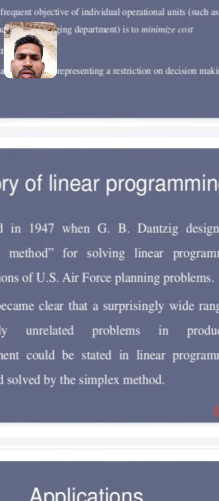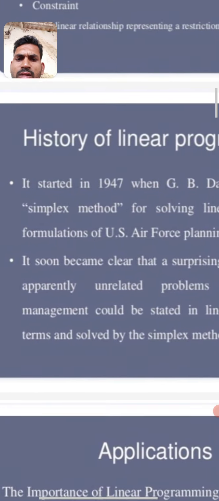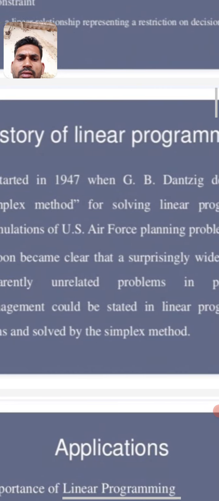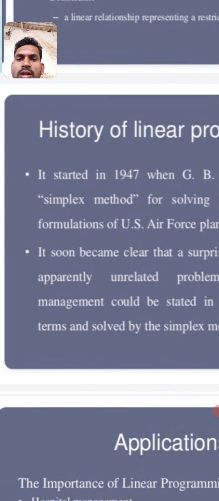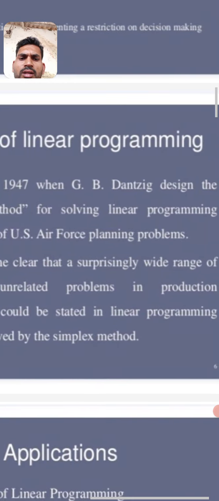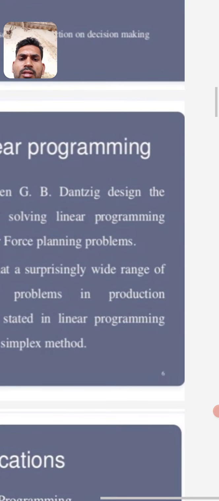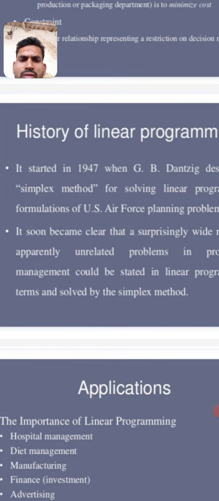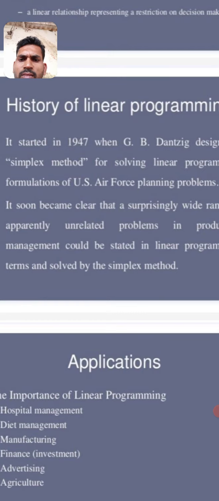History of linear programming: it started in 1947, when G.B. Dantzig designed the simplex method for solving linear programming.